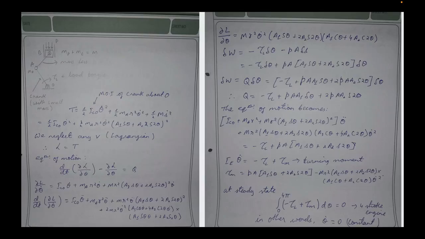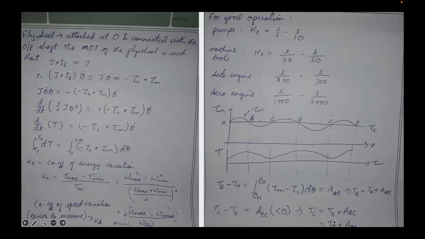equations, where we get the total kinetic energy as 1/2 I θ dot squared plus 1/2 m r² θ dot squared plus 1/2 M S dot squared. And as we are neglecting any potential energy term, the Lagrangian becomes only the kinetic energy term. So the equation of motion can be as follows. After solving all these equations, we get the equation of motion, and at steady state we can say that θ double dot is equal to 0.